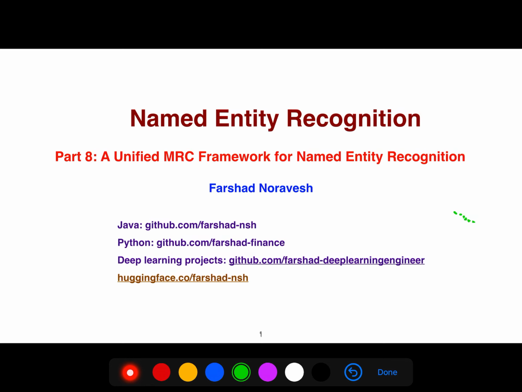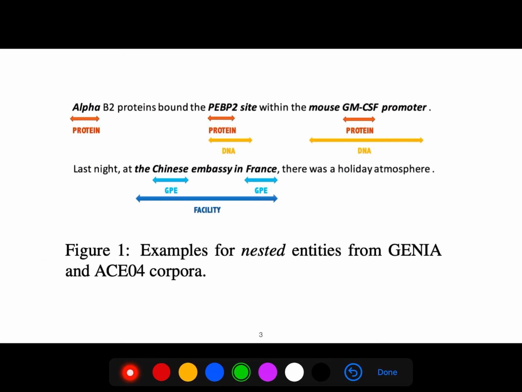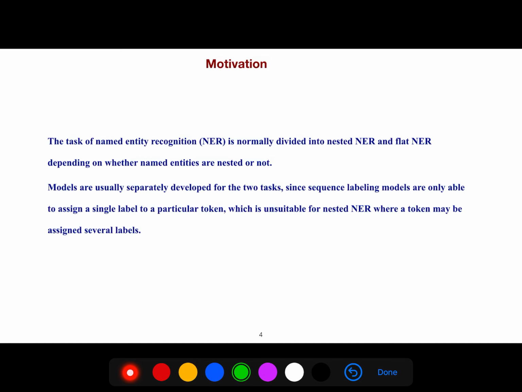Alright, so in this lecture I'm going to be talking about another approach for named entity recognition, and we are using a machine reading comprehension framework. I'm going to be explaining this paper from 2020. This is an example of nested entities, where we cannot just model it with tokens, because we may have different entities for different spans.